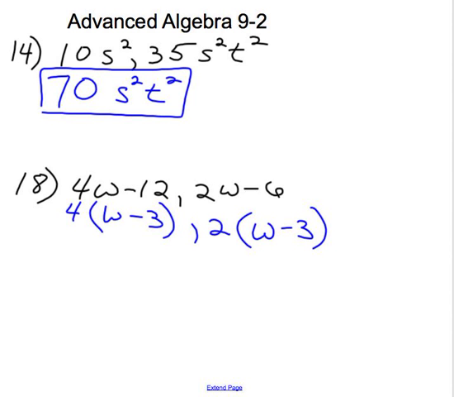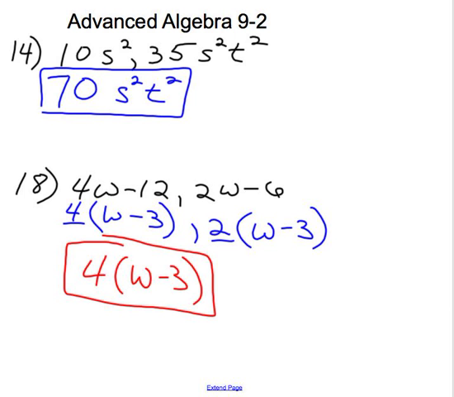Now what I'm looking for are common multiples of 4 and 2. The least common multiple would be the number 4. And I also need to have every unique factor represented. The only other unique factor is this quantity w minus 3. So 4 times the quantity w minus 3 is my least common multiple.